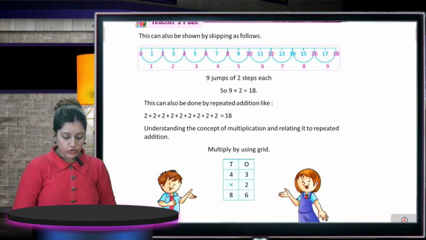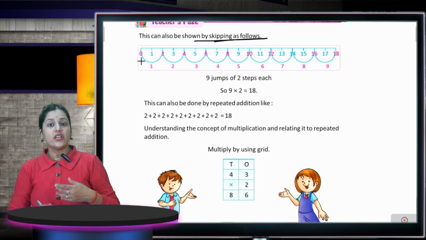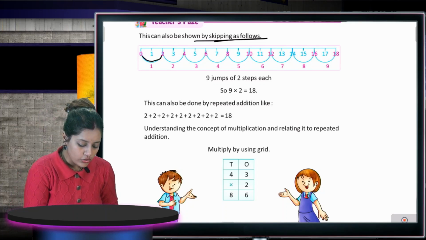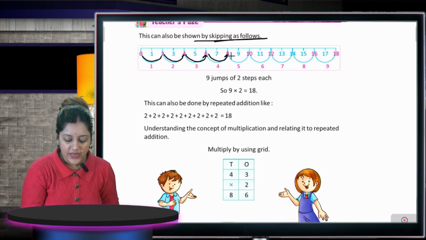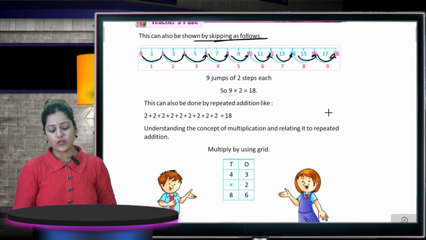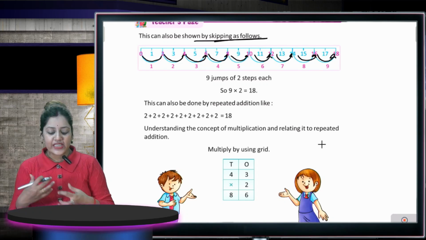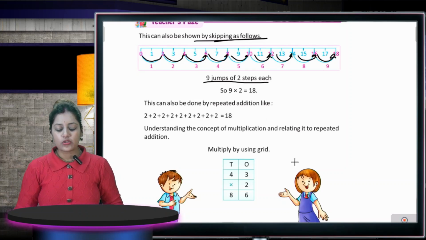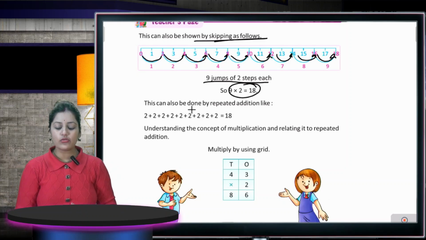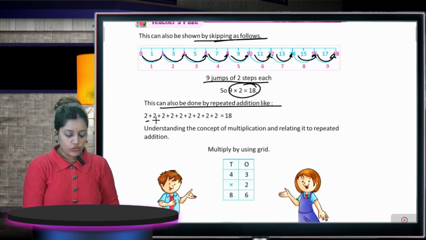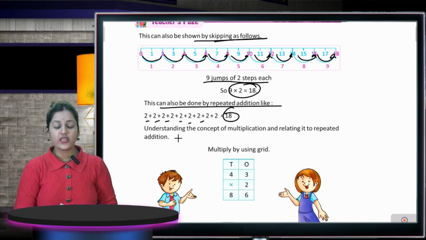Next, this can also be shown by skipping as follows. Now we see skip counting. First is 2. After skipping, it is 4, then 6, then 8. Now 10, 12, 14, 16, when we jump 2 on each step. So what do we get? We get the table of 2. Like 9 jumps of 2 steps each, 9 into 2, that is 18. This can also be done by repeated addition. So 2 plus 2 plus 2 plus 2 plus 2 plus 2 plus 2 plus 2 plus 2 gets 18.